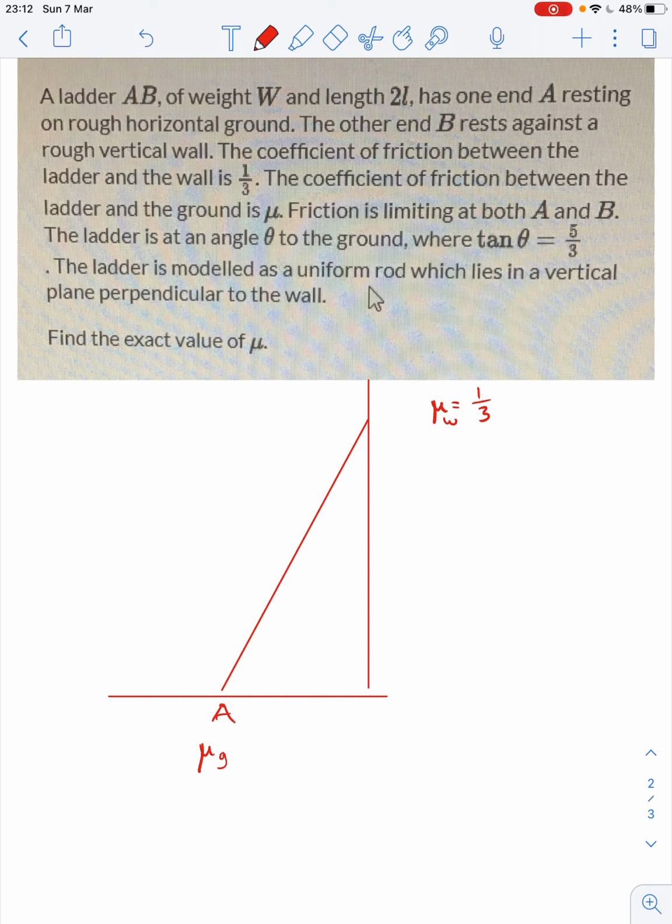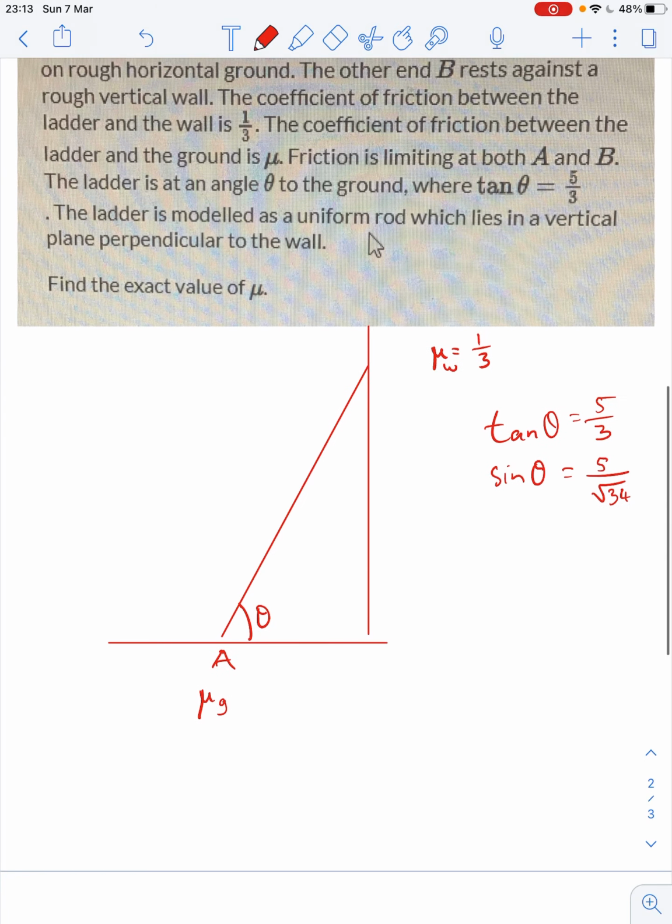The ladder is at an angle theta to the ground, where tan theta is 5/3. Let's work out the other values of this straight away. So tan theta equals 5/3, therefore sine theta is going to equal 5 over, 5 squared 25, add 3 squared is going to be 34, so over root 34, and cos theta will be 3 over root 34.